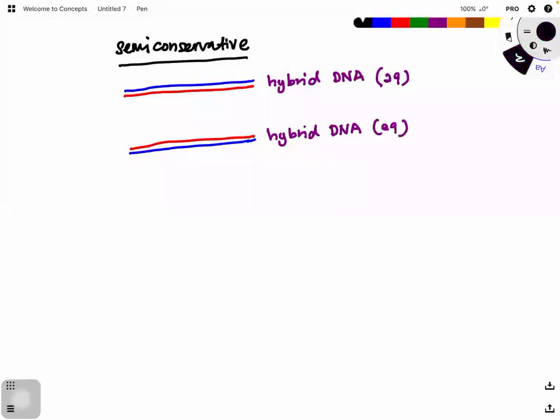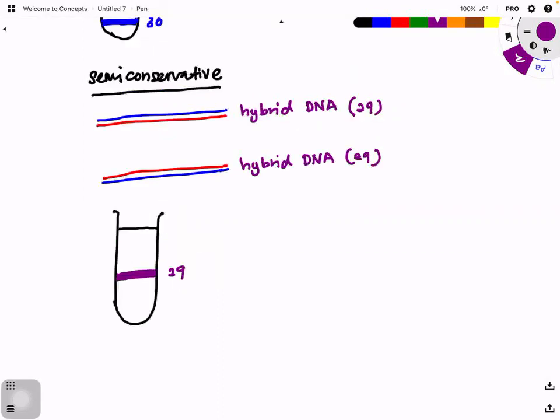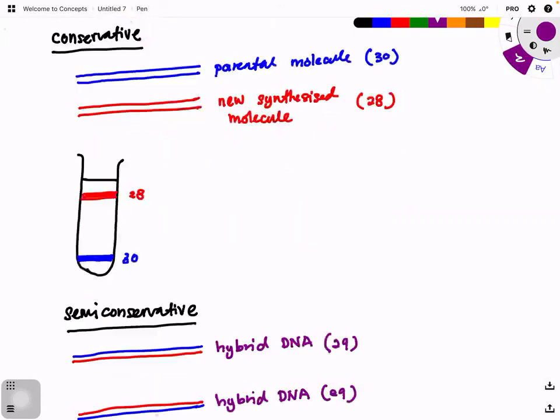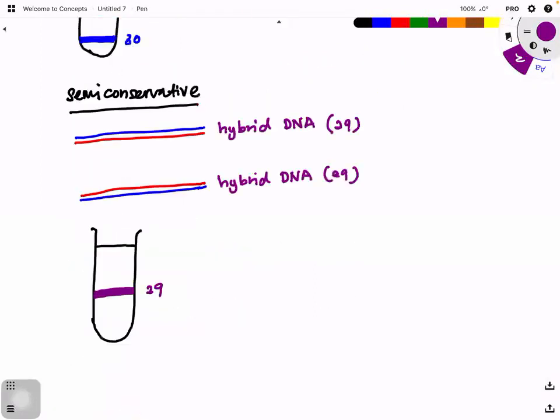So if I spin the DNA in cesium chloride, you expect to see a band appear at the center, because there is only one type of DNA, and this represents 29. If semi-conservative. Are you clear? Compared to conservative, where you have two bands, 28 and 30, with semi-conservative you have only one band because it's a hybrid DNA. Okay? So now, how about dispersive?